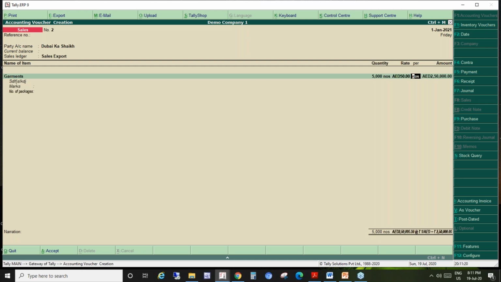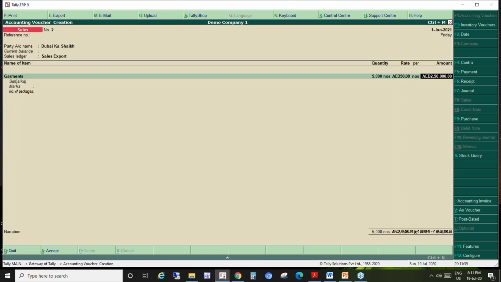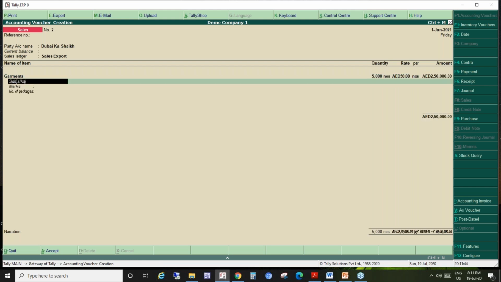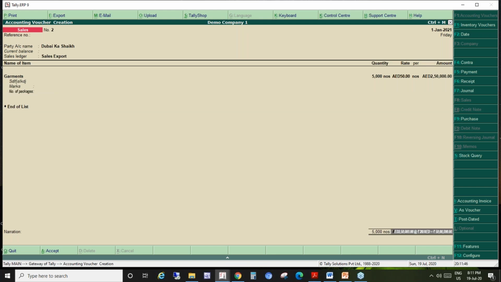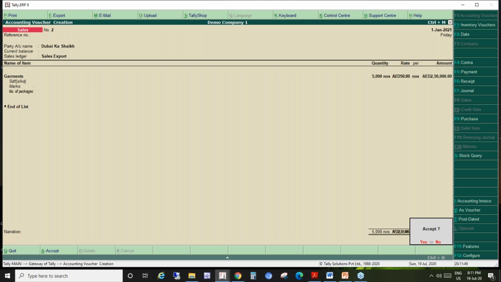What is the current exchange rate, Amit bhai? I think it is around 20 rupees per AED. Yeah, 20.40. Fine. So on 1st of January 2021, I have entered these details. I will not repeat the other things. I've sold goods worth 2,50,000 AED.